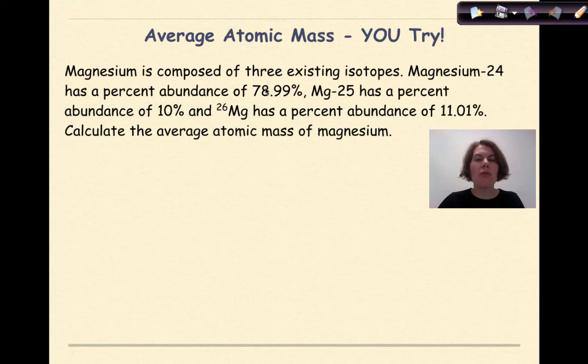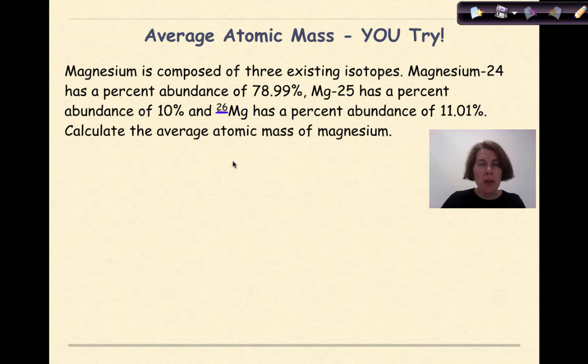Magnesium is composed of 3 existing isotopes. Magnesium 24 has a percent abundance of 78.99%, magnesium 25 has a percent abundance of 10%, and magnesium 26, because this elevated 26 right here is just the mass number, has a percent abundance of 11.01%. Calculate the average atomic mass of magnesium.